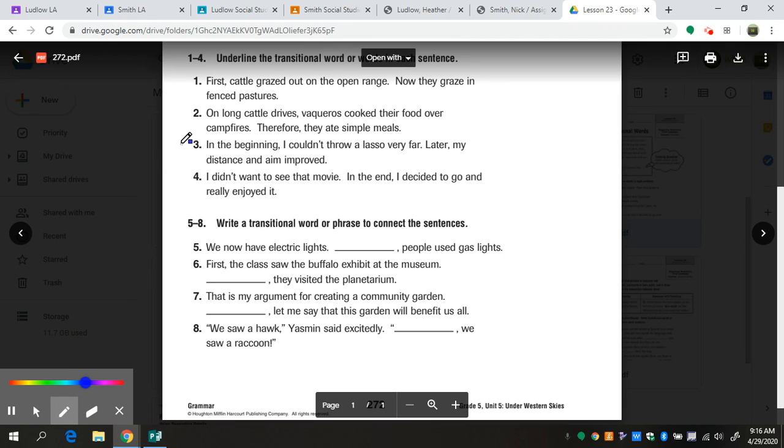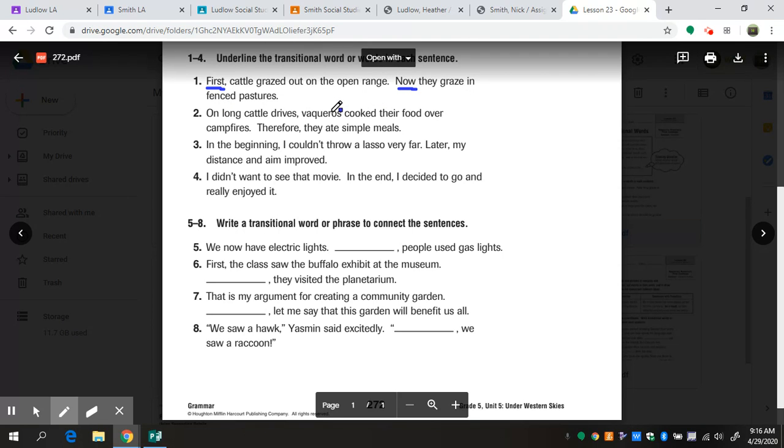So let's look at number 1. We are going to underline the transitional word or words in each sentence. So first, cattle grazed out on the open range. Now they graze in fenced pastures. So my first transitional word is the word first, and my second transitional word is now. They both tell you when something has happened.